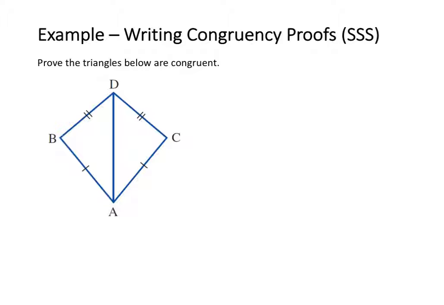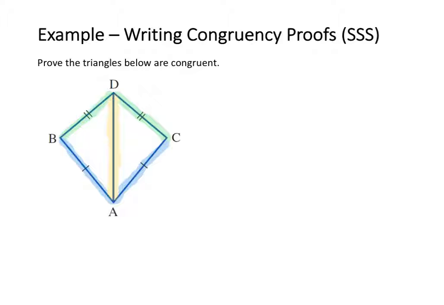So the first step is going to be to decide what rule you want to use. Having a look at the information that's provided, we know that side BD and DC are equal. We know that side BA and CA are equal. And we know that side DA is in both triangles. So we know that each of the 2 triangles have corresponding sides that are equal, so we can use the rule SSS.